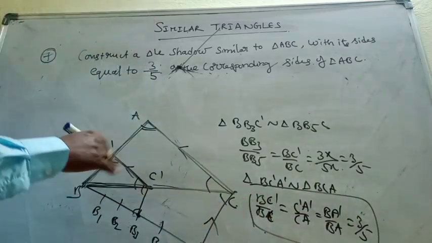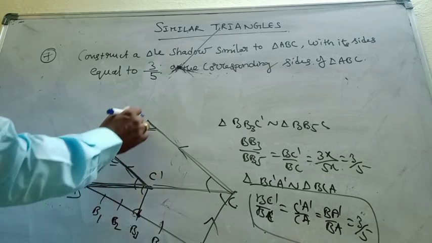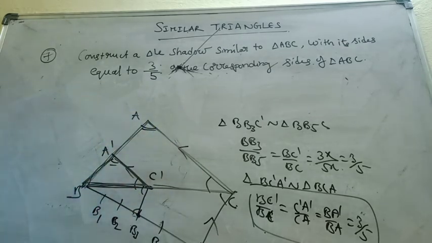Therefore you have got 3 by 5 of it, and this is the required triangle, which is 3 by 5 of the measurements of this triangle. In this beautiful way we will be getting 3 by 5 of it.